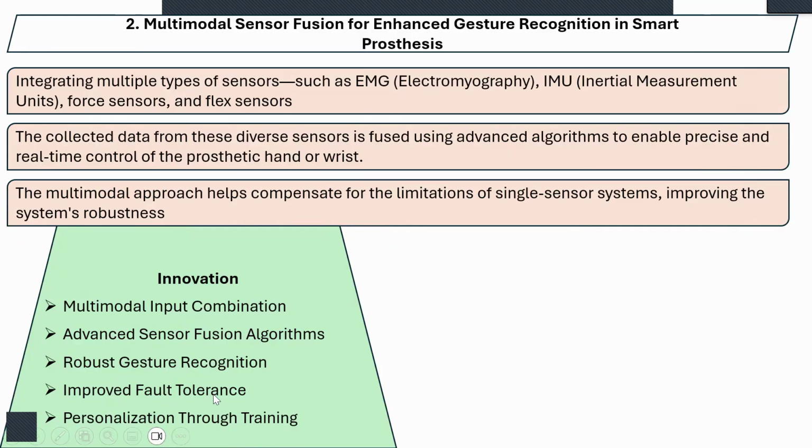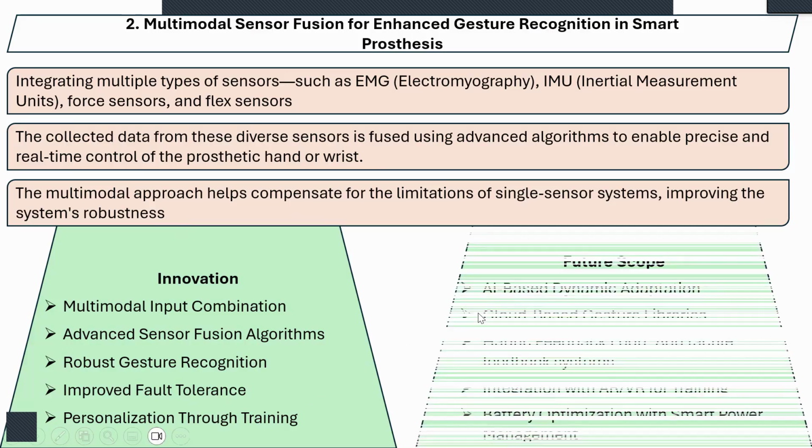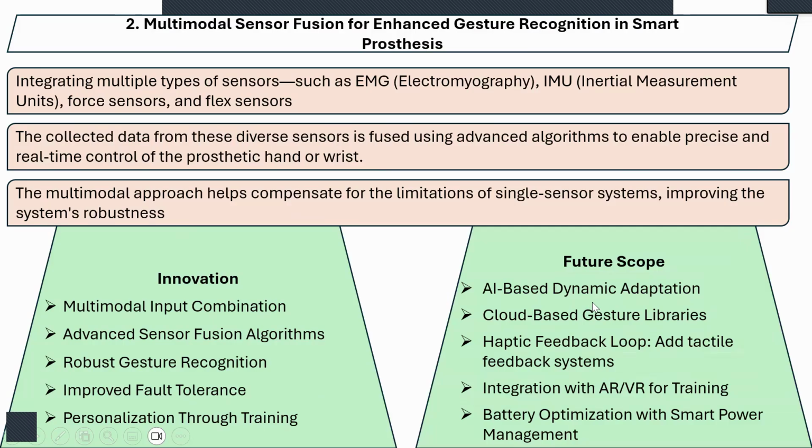Improved fault tolerance. If one sensor fails or provides noisy input, others can compensate, making the system more reliable. Personalization through training. It incorporates adaptive learning where the prosthesis improves recognition accuracy based on the individual's muscle behavior over time. Future scope. AI-based dynamic adaptation. So it integrates deep learning models, that is CNN or RNN, for automatic gesture classification with high precision.